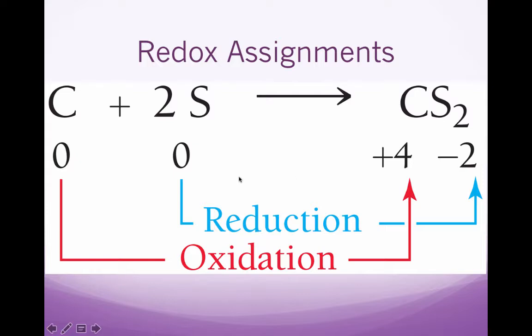So then we look at what changed. For carbon, we went from 0 to +4 oxidation state. So we lost electrons. And remember, oxidation is the loss of electrons. So carbon was oxidized. Sulfur went from 0 to -2, and so it gained electrons, so it was reduced. So that's how you do it.